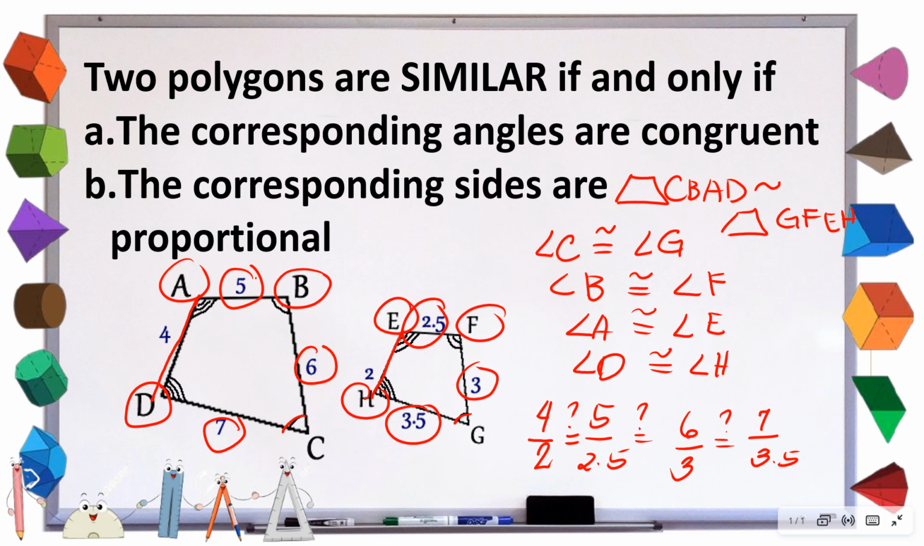Just like our lesson last week. When we get the lowest term of these ratios, 4/2 is 2, 5/2.5 is 2, 6/3 is 2, and 7/3.5 is 2. That's what we mean when we say that the sides are proportional and the angles are congruent. So all angles are congruent, but the sides are proportional. Okay, let's have another example.